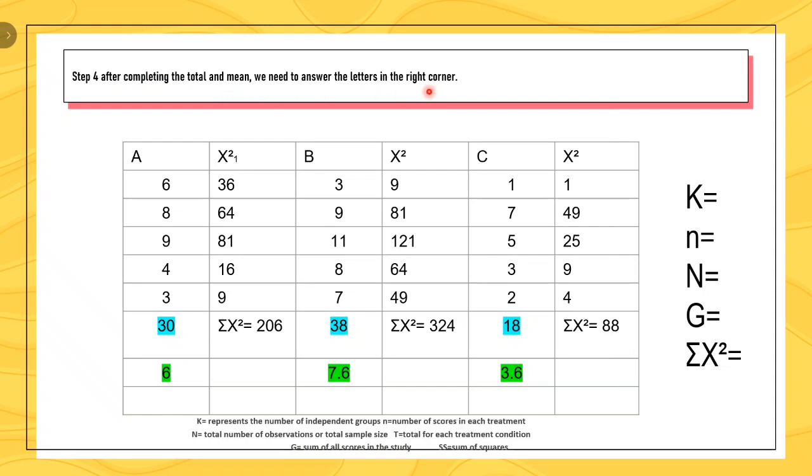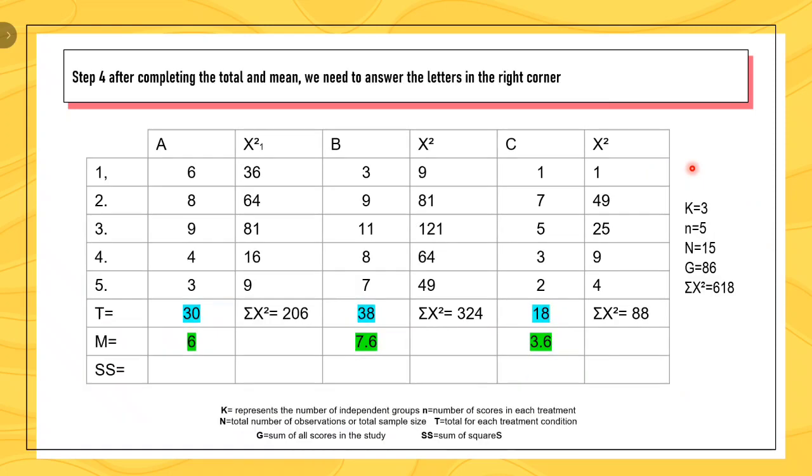For step 4, after completing the total and mean, we need to answer the letters in the right corner. K stands for the 3 groups we have, and the small n is equal to 5 because each group has 5 numbers. The capital N is the total of the 3 groups, so it is equal to 15. G is the total of the totals of each column, so 30 plus 38 plus 18 is equal to 86. The summation of x squared is the summation of x squared of each column, so 206 plus 324 plus 88 is equal to 618.